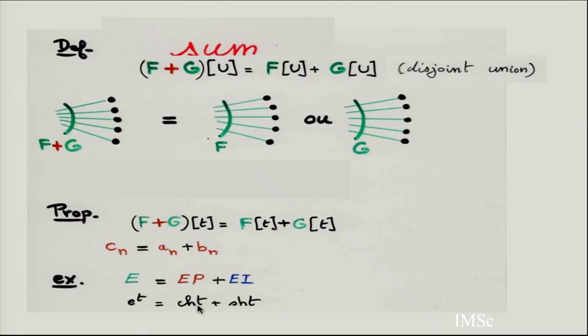The sum of all the exponential generating function for all the variable t which are only even degree. And this is only odd degree. And of course, e to the power t is the sum of these two.